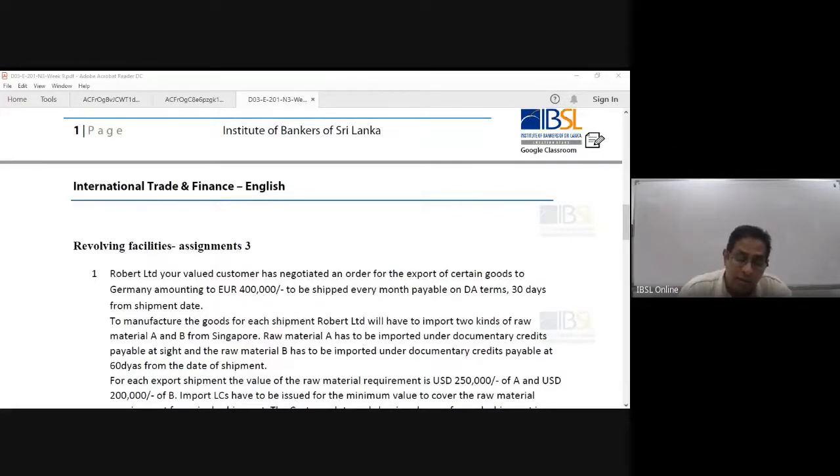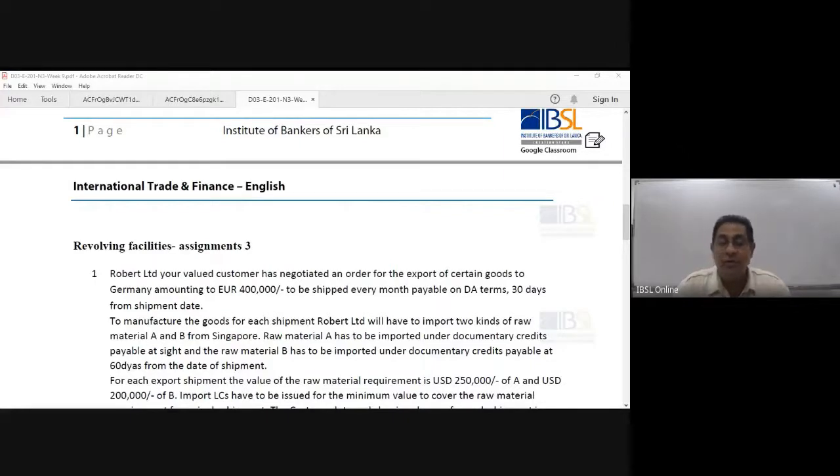If the documents arrive in Germany 5 days after the loading and acceptance is given 3 days later, exchange rate is given as 157.40 per euro. Calculate the amount of money the exporter might get at bill discounting and how long the financing would be available to the exporter.